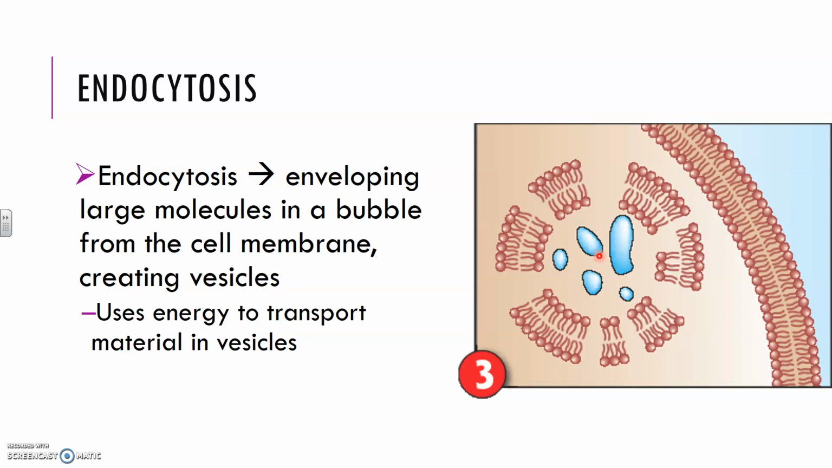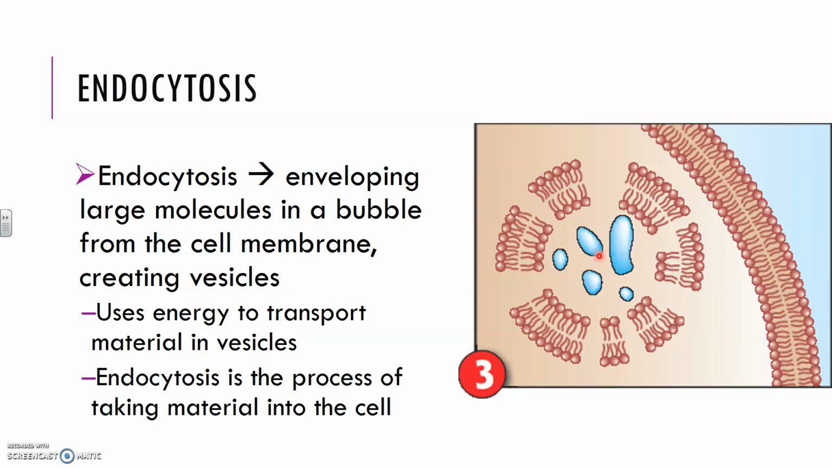So it does use energy to transport material in vesicles. Generally, this is reserved for molecules that are so large that they would not be able to pass through the membrane, no matter what kind of proteins you have there. So endocytosis is the process of taking material into the cell. Oftentimes it's referred to as cell eating, especially because there is one specific type of endocytosis called phagocytosis, which literally translates to cell eating.